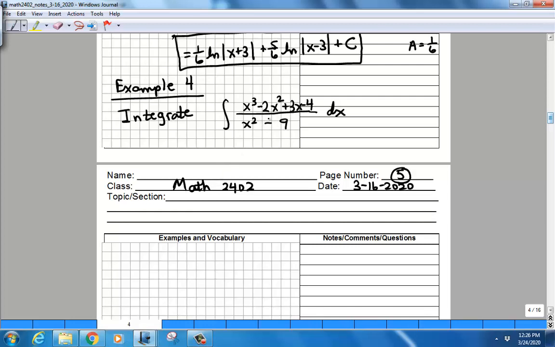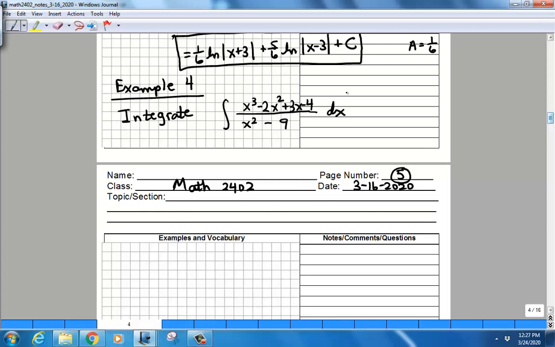All right, so first, again, be aware of the technique that you want to start with, right? And notice here that the degree of the top is 3 and the degree of the bottom is 2. So that is a signal that we can start this by using long division, right? I'm going to divide the x squared - 9 into the x cubed - 2x squared + 3x - 4 first, okay?